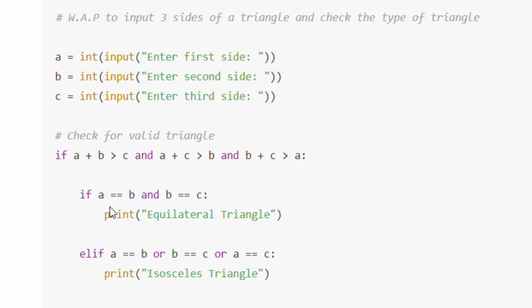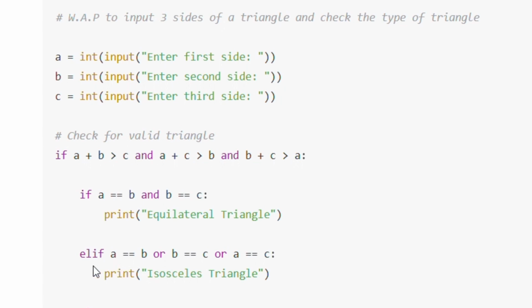Then check the type of triangle. If it is true, it will check the type of triangle. If three sides are equal, then this is your equilateral triangle. Three sides equal means A equal to B and B equal to C. That means three sides are equal, so print equilateral triangle.